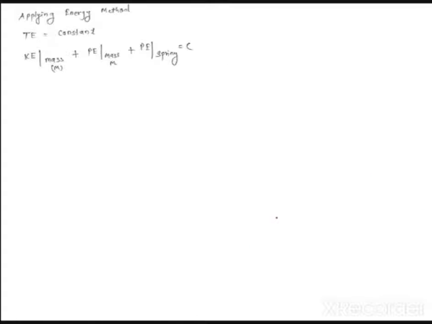Now next, total energy of a system. Now I think we have solved a number of problems. So I think you are clear with the method which we are trying to solve, that is applying the energy method. So first of all, total energy is equal to constant. So kinetic energy of mass m, potential energy of mass m, and potential energy of the spring. So I just want the answer from your side. What is kinetic energy of mass m? Kinetic energy of mass m, rotational or translational?